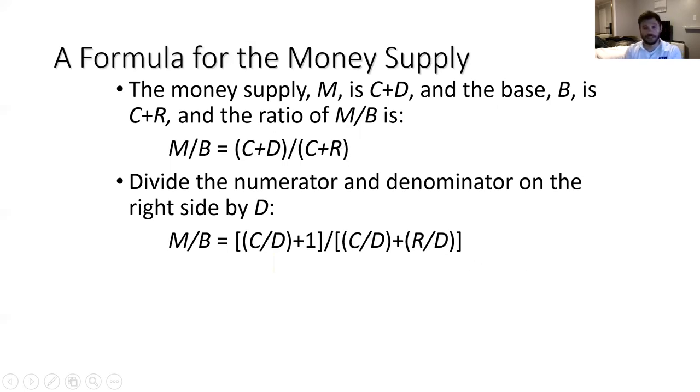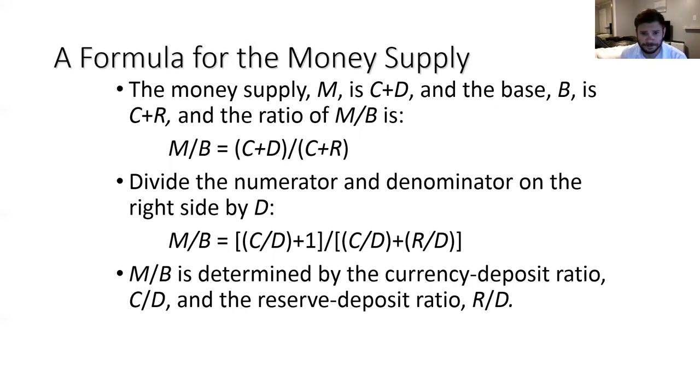The reason I've transformed the variables this way is because C over D is that important currency to deposit ratio we defined earlier, and R over D is that important reserve to deposit ratio we defined earlier. Recall that the currency to deposit ratio, C over D, is determined by the behavior of consumers, by what fraction of their cash they decide they want to deposit at banks. R over D, on the other hand, the reserves to deposit ratio, is determined by the banks themselves. How much of their money do they want to hang on to versus lend out?